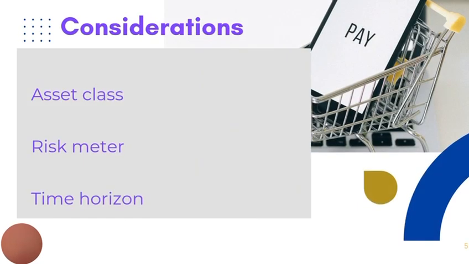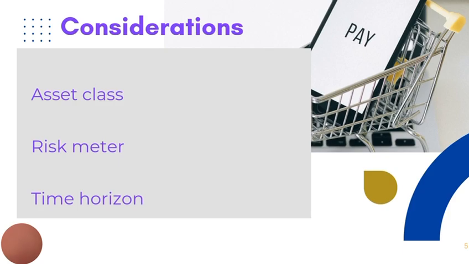What considerations do we make when making an investment? We look at the asset class, consider the risk meter, and also consider the time horizon. Asset class is the kind of asset that you're investing in. Is it cash? Is it stocks? Is it real estate? That's the class.